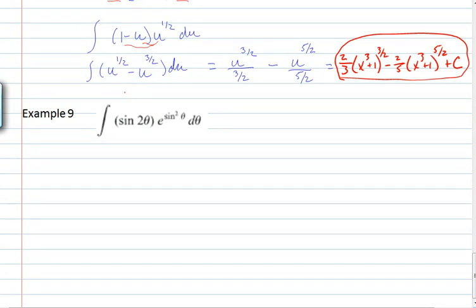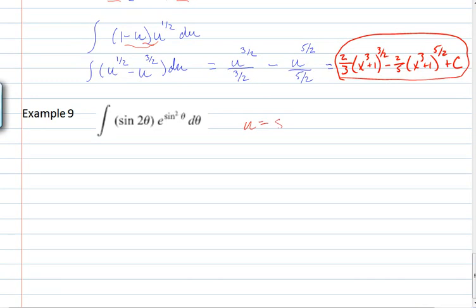Okay, what might we let u be equal to here? Ooh. Okay, let's try it. If we let u be equal to e raised to the sine squared theta, du would be e raised to the sine squared. You already see the problem, right? We don't have another one of those. Yeah, so that's not going to work for you. But hey, we tried.